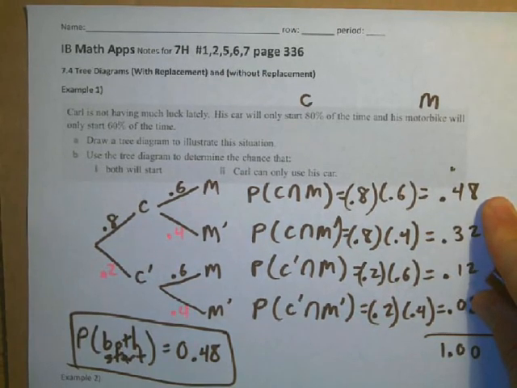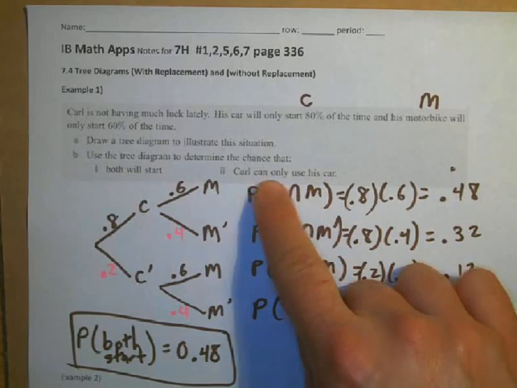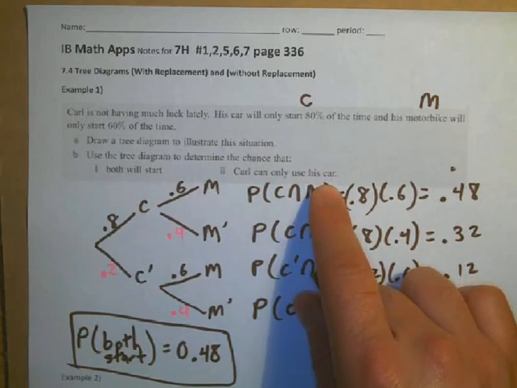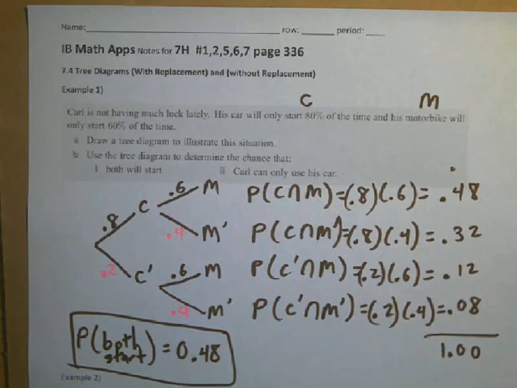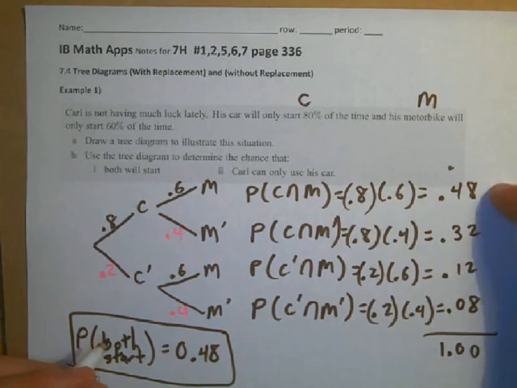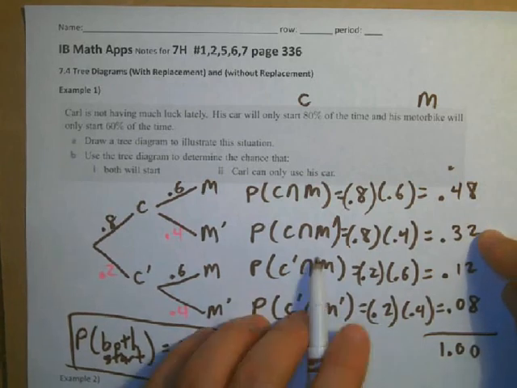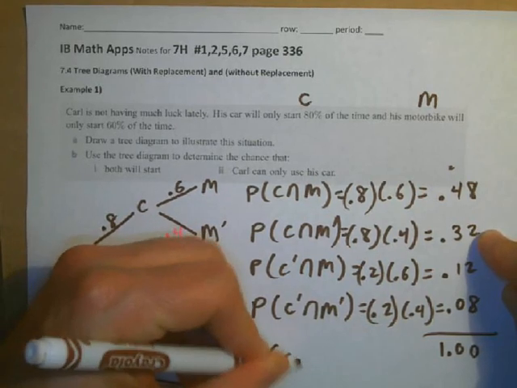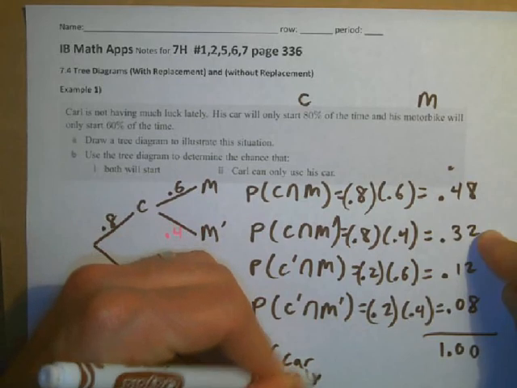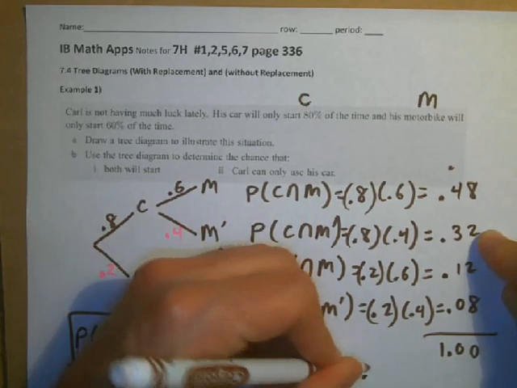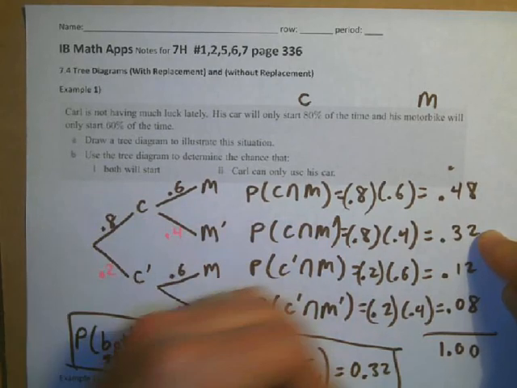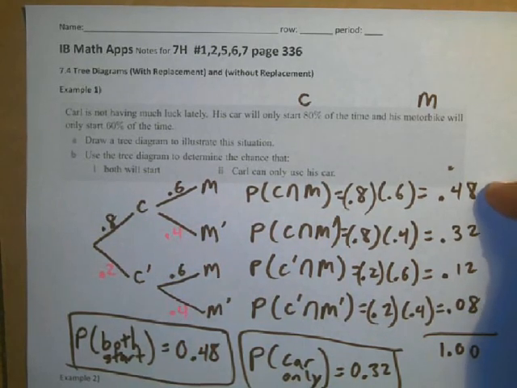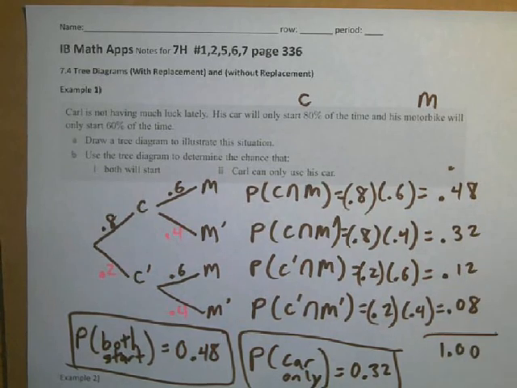Okay, and the probability that he can only use the car is going to be what? If he can only use the car, that means he can't use the motorcycle. So car only, I'm going to say 0.32. I don't use this because this is the motorcycle and the car. You could use both of them. This is the probability that he can only use the car. Okay, let's look at the next example.